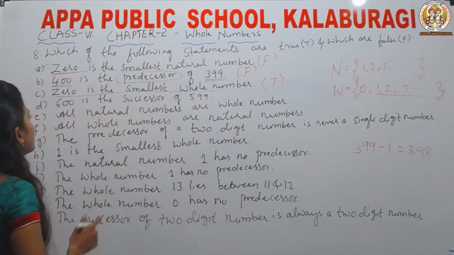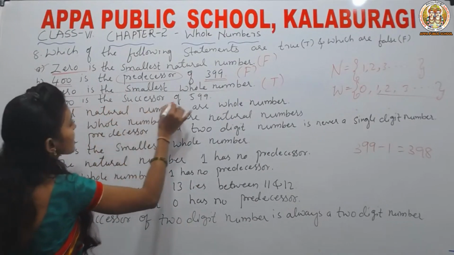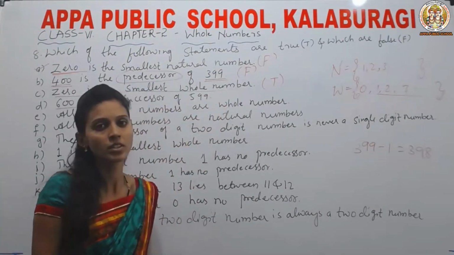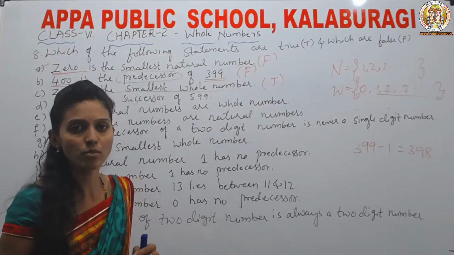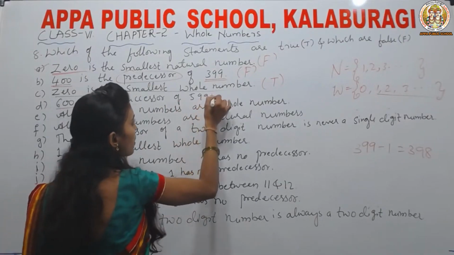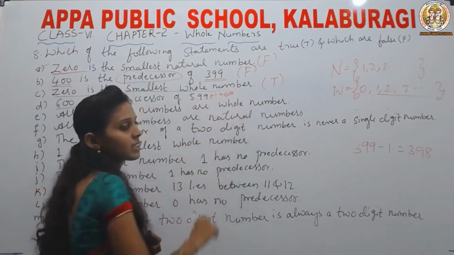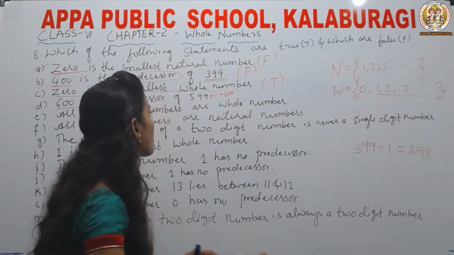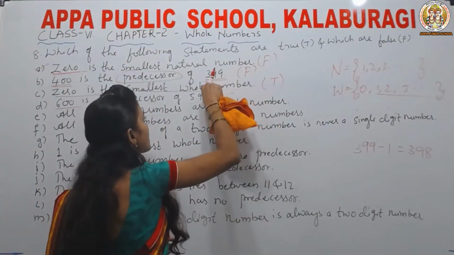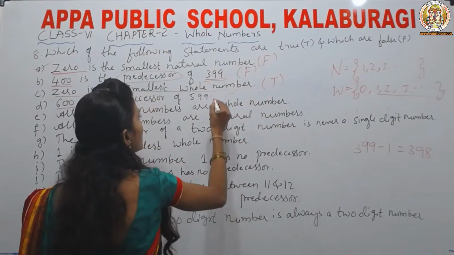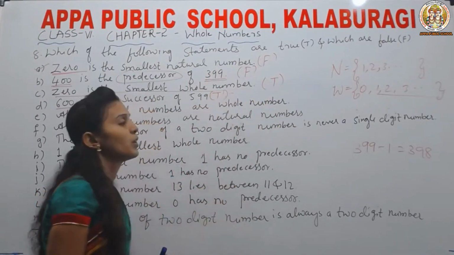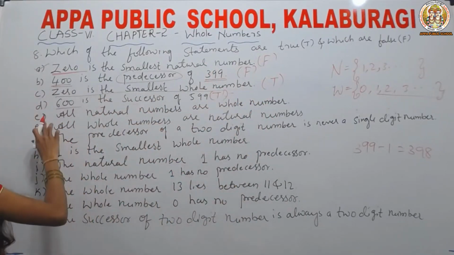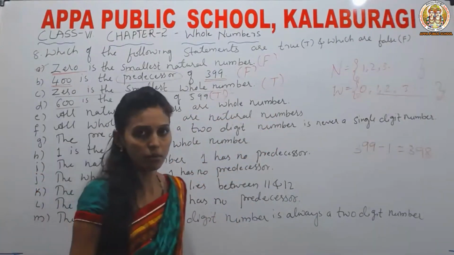That's it. Now, 600 is a successor of 599, right? Successor means we have to add 1. If I add 1 to 599, I get 600 only, right? Yes. So therefore, 600 is the successor of 599. So this is true.